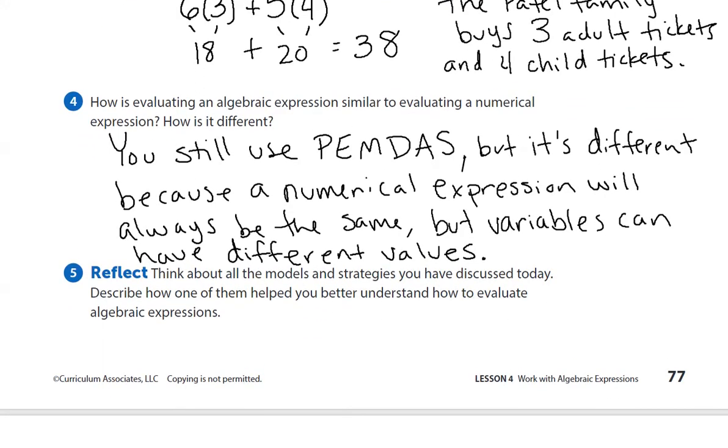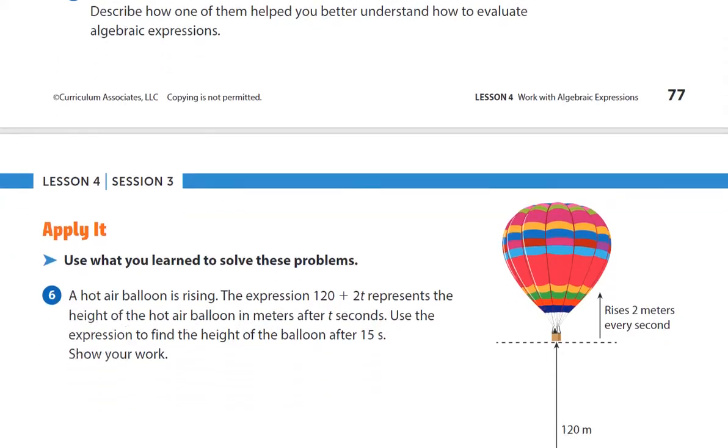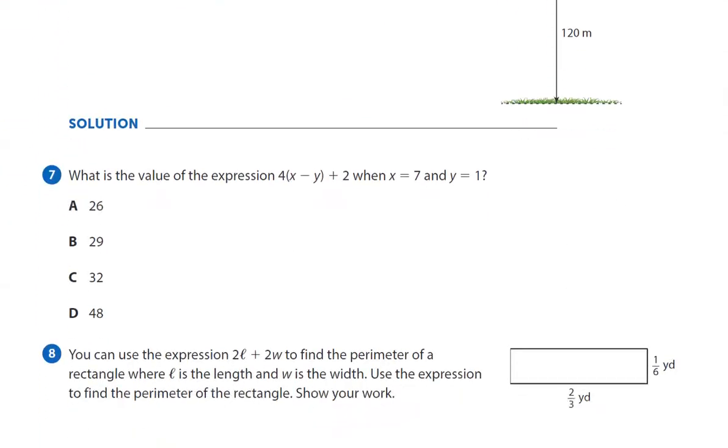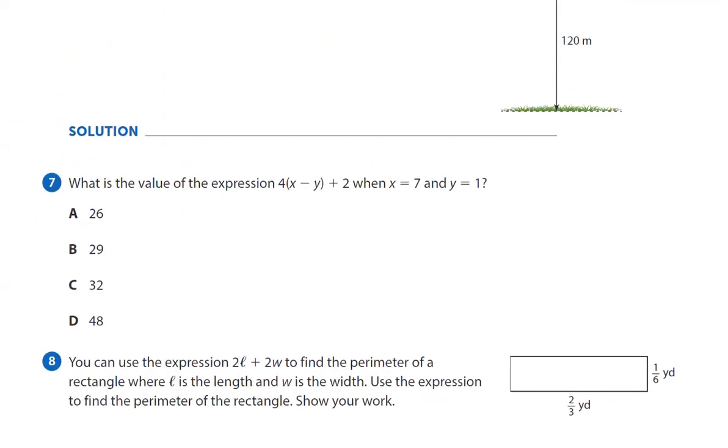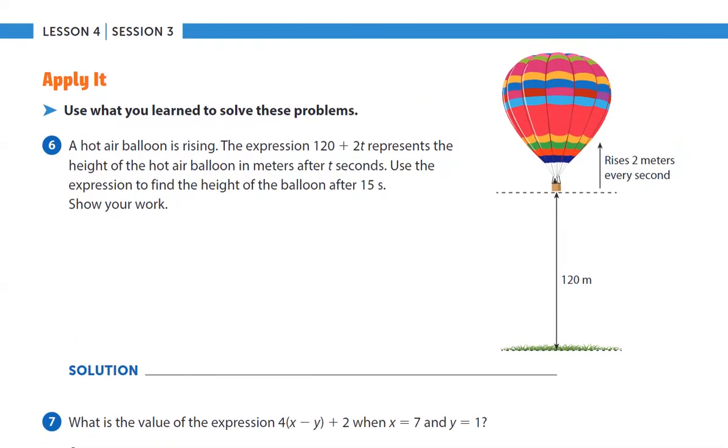Okay, and the reflection is for you to do. Think about all the things we went over and describe how one thing we went over so far helped you better understand how to evaluate algebraic expressions. Pause and do that now. Okay, you unpaused. You must have done it. So we are on page 78. We're going to do 3 practice problems together, and then your green pages are on your own.